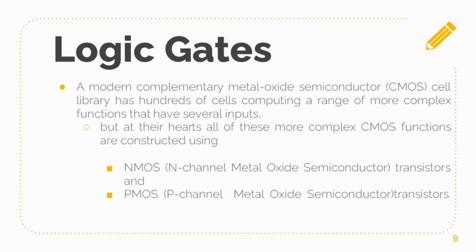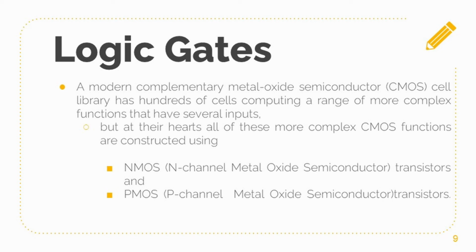2. PMOS transistors. Conversely, PMOS transistors are used to implement the high side of a logic gate. They conduct when the input signal is low, logic 0. When the input signal is high, logic 1, the PMOS transistor is turned off, resulting in a logical 1 output.